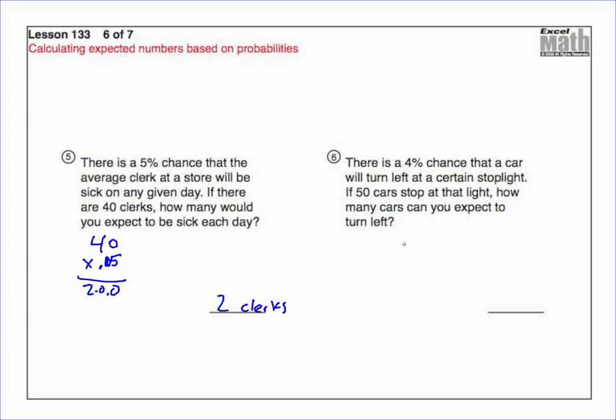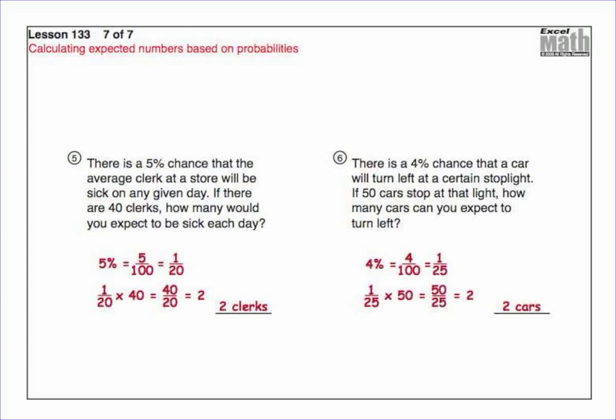All right, 4% chance on this one. There is a 4% chance that a car will turn left at a stoplight. 50 cars at the stoplight, how many would you expect to turn left? 50 times 0.04 for 4%, again, with the decimal point over 2 spots, we can get the same answer of 2 cars, just a different way of getting it. All right, there we go. There's our answer, and thanks for watching.